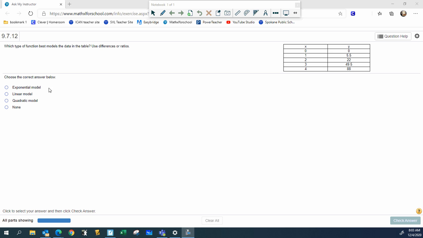So for an exponential model, first let's look at what that might look like graphically. You'll have a graph that looks something like this. That is exponential decay right there, where the pattern decreases by a common factor, meaning you're multiplying by a number less than 1. Or you might have something that looks like this, where your values of y are increasing by a common factor, multiplying by a number greater than 1.